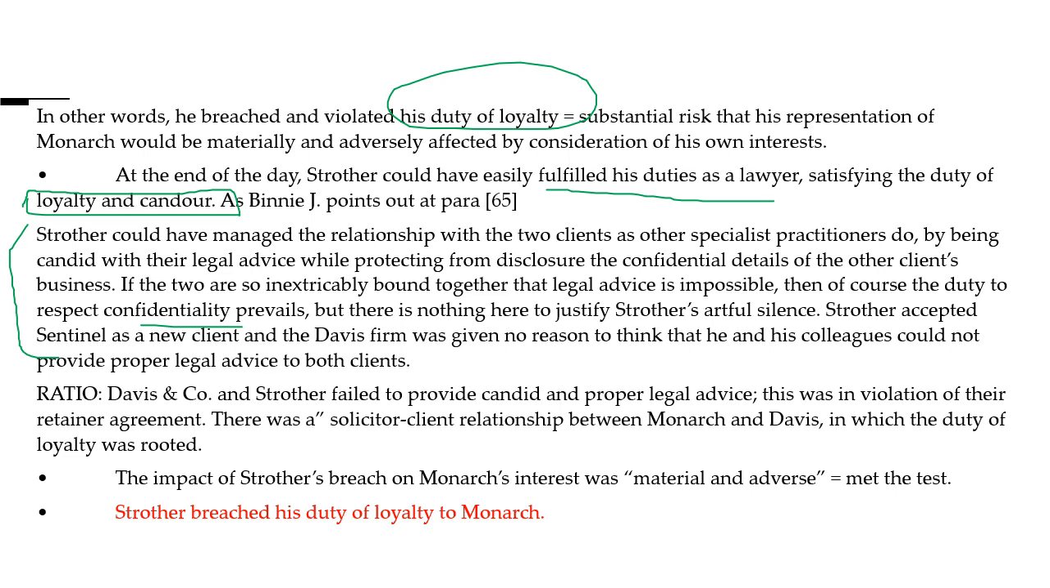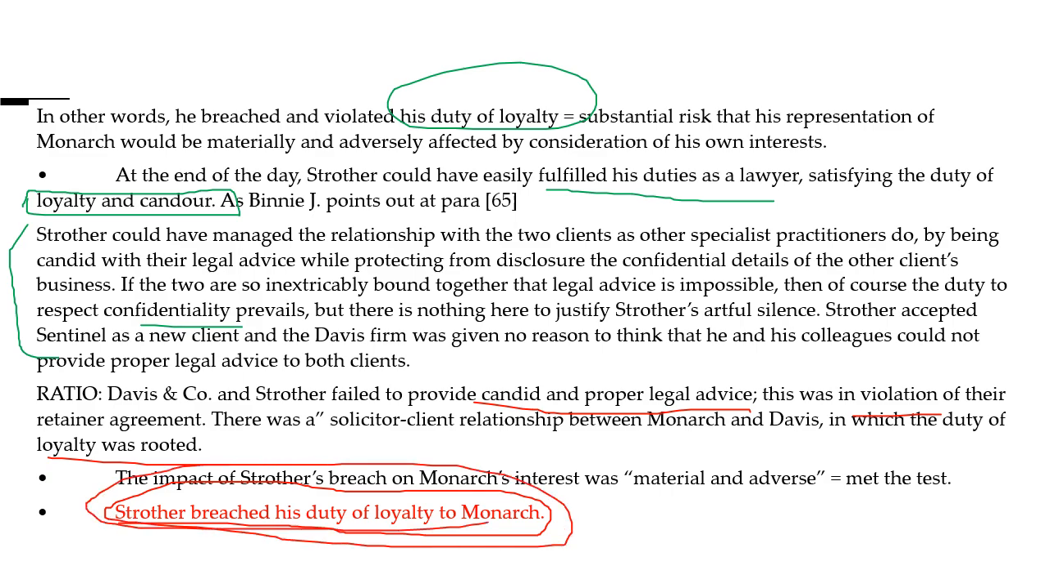So what was the reasoning? So Davis and Company, Strother failed to provide candid, proper legal advice. This was in violation of the retainer agreement. Number two, duty of loyalty, nowhere seen. So Strother breached his duty of loyalty to Monarch. This is the main thing that happened.